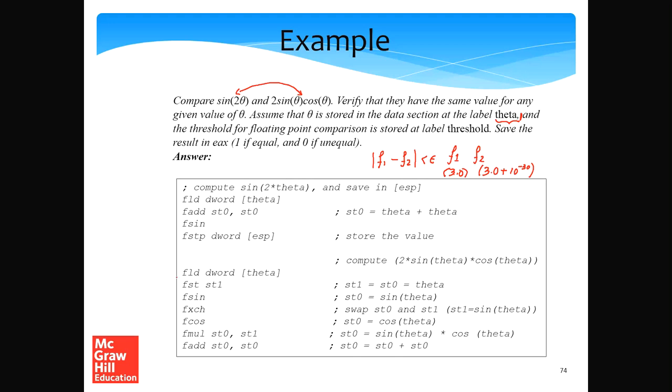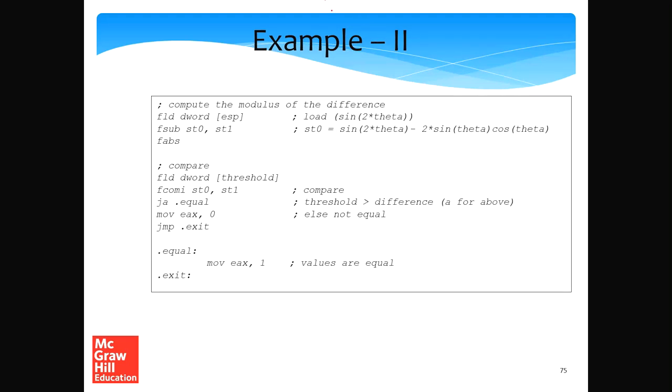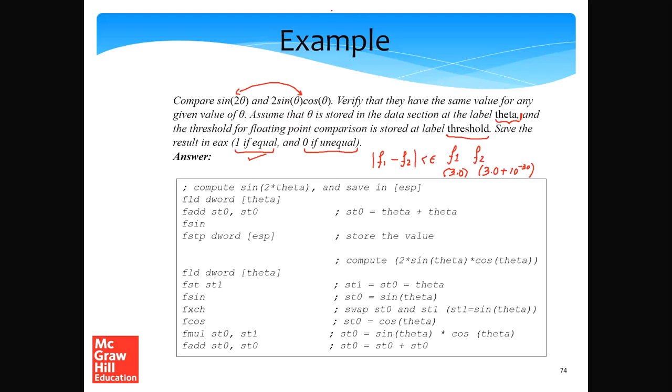So in this case, let us assume that this threshold is saved at the label threshold. And finally, after the comparison, let's save the result in EAX, 1 if there is equality and 0 if there is lack of equality. So we expect 1 as an answer all the time. So let's now gradually break this example, because the example is kind of long and complicated. As you see, it's a 2-page example. So let's nevertheless try to understand it slowly, gradually.